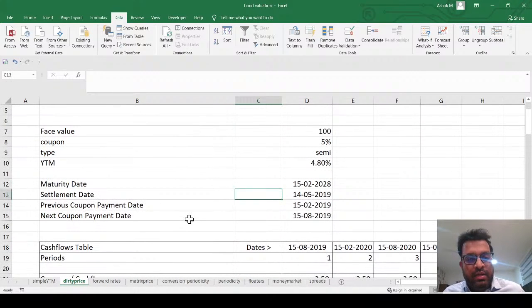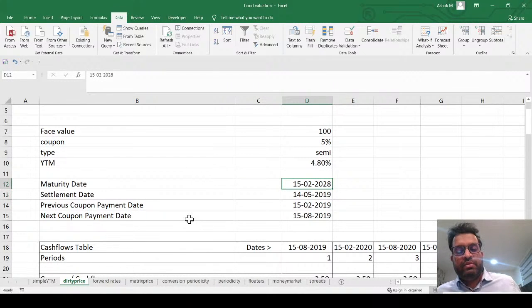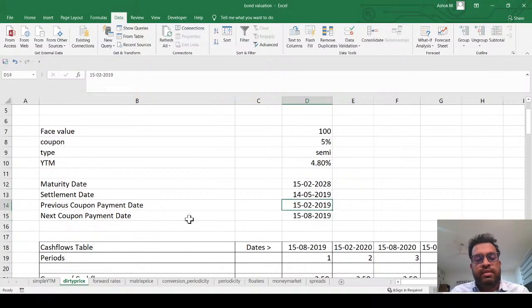and the maturity. Here are some important dates. Maturity date is 15th February 2028. Settlement date, that is the trade date, is 14th May 2019. The previous coupon date is 15th February 2019. And the next coupon payment date is 15th August 2019. So these three dates you have to put down. It's critical for calculation.